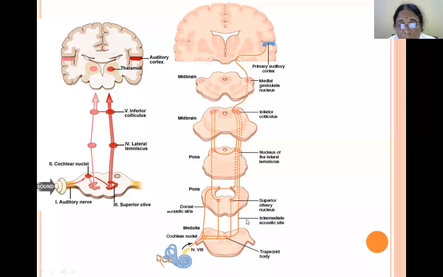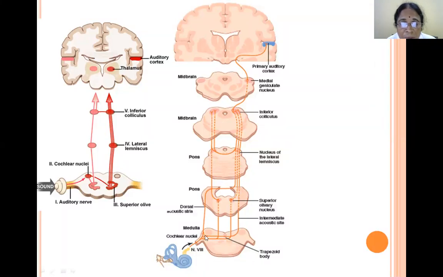From the dorsal part, some fibers are crossing to the opposite side to the superior olivary nucleus in the pons, and from there to the nucleus of the lateral lemniscus. From there they go to the inferior colliculus, then the medial geniculate body, and from there to the primary auditory area. Some fibers go contralaterally, that is the opposite side, and some fibers go on the same side.